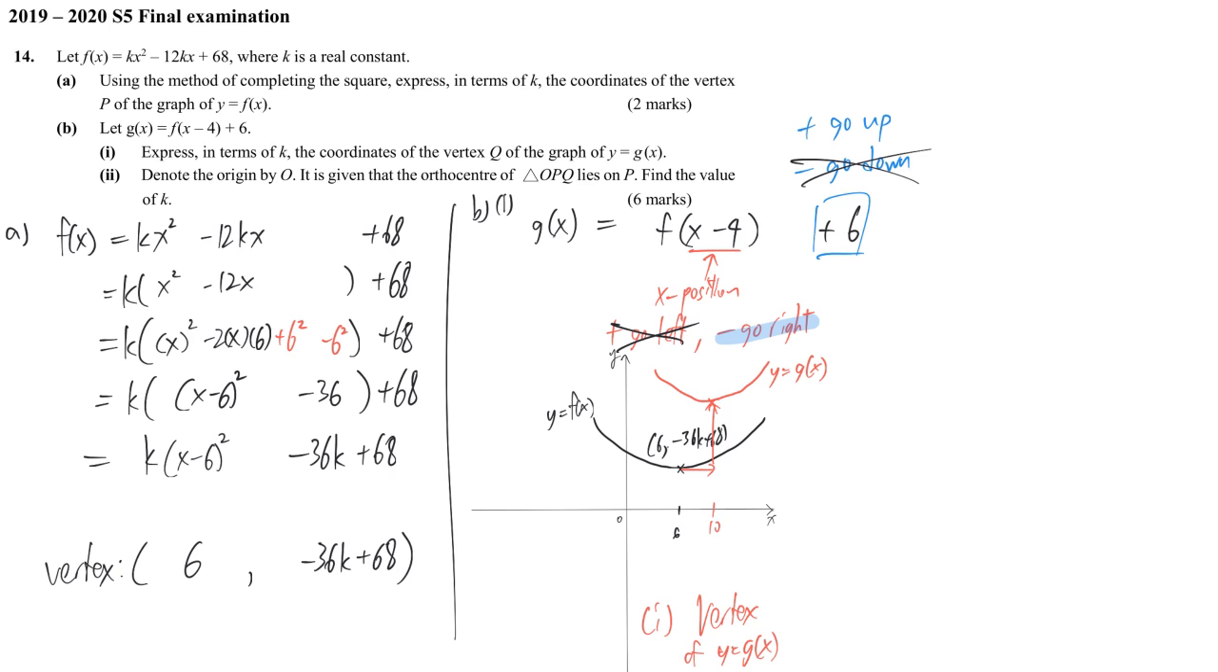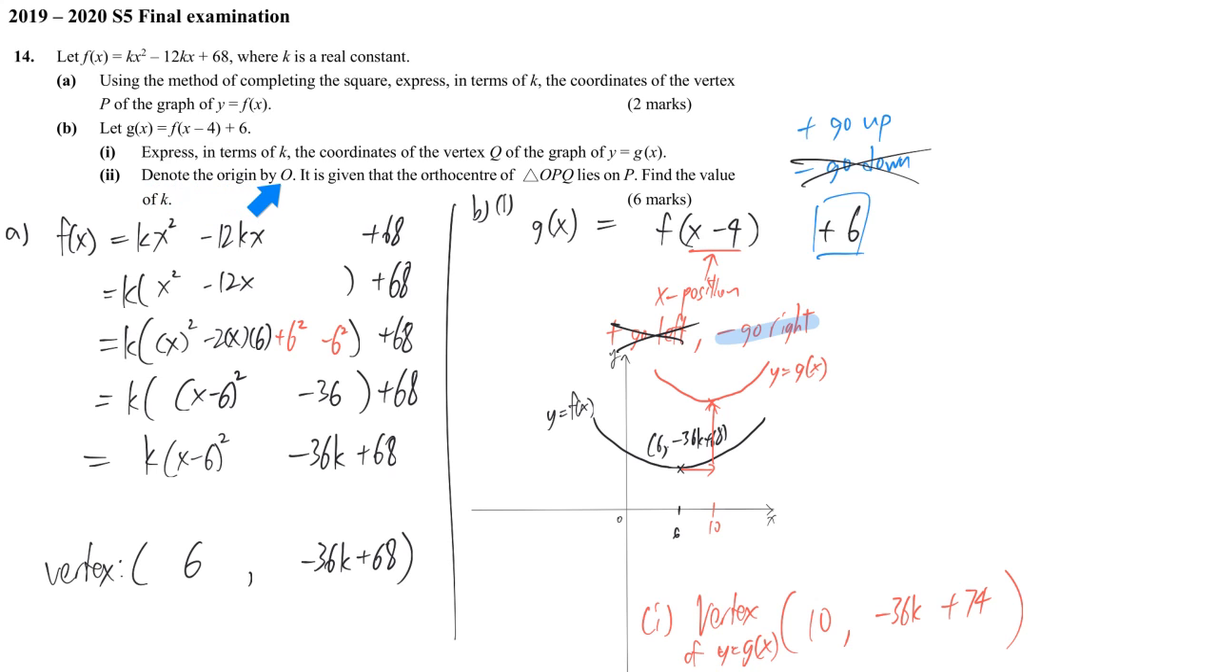So when we answer the question, make sure you write clearly. You're talking about the vertex of another function, y equal to gx. The x coordinate is 6 plus 4, so it becomes 10. And the y coordinate, original height is negative 36k plus 68. Now we add 6 on top of it. So in total, it's negative 36k and then plus 74.